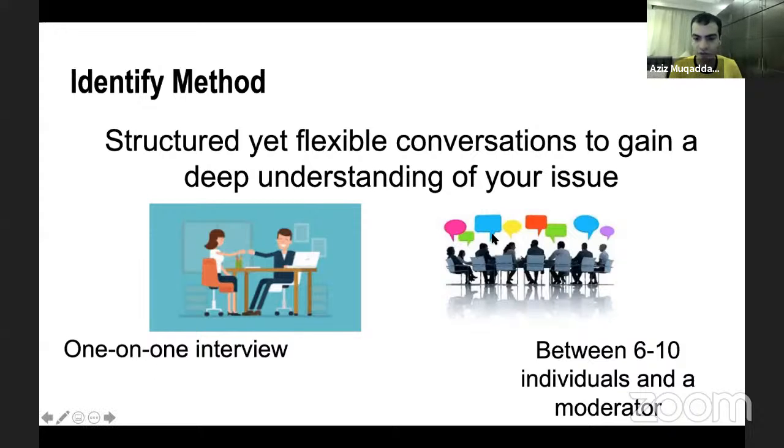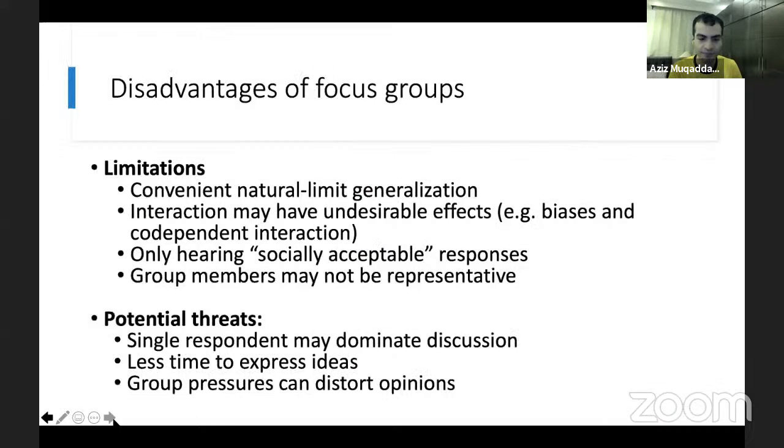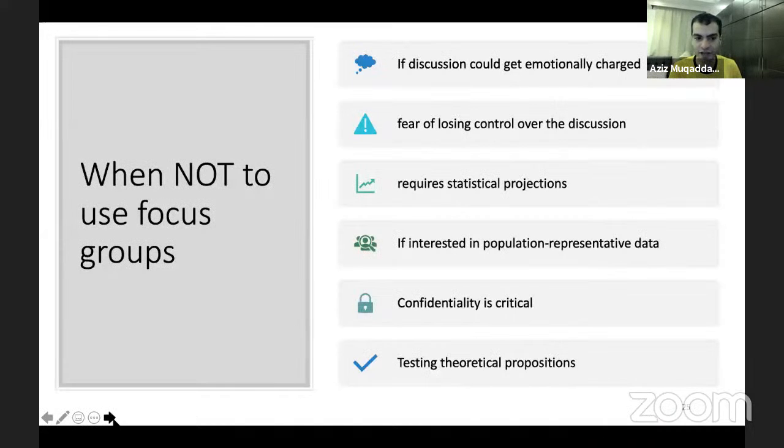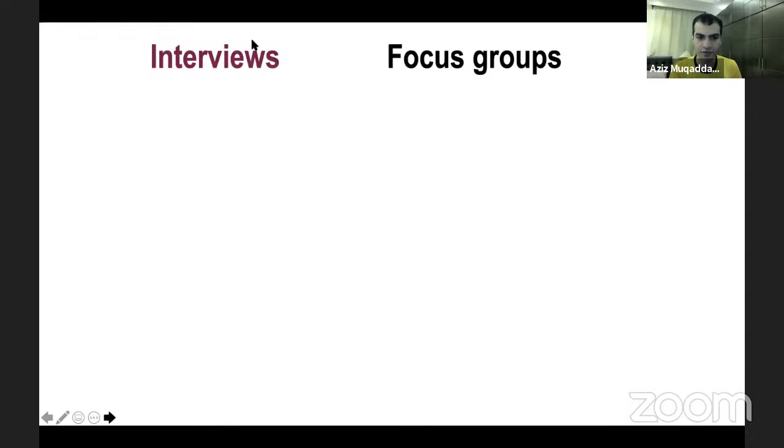The difference is, as we said, if you look right here at the advantages and disadvantages: if you want a group sense, you do a focus group. If you want to discuss something that is emotionally charged or more critical, or in which confidentiality is critical, you would do in-person interviews.